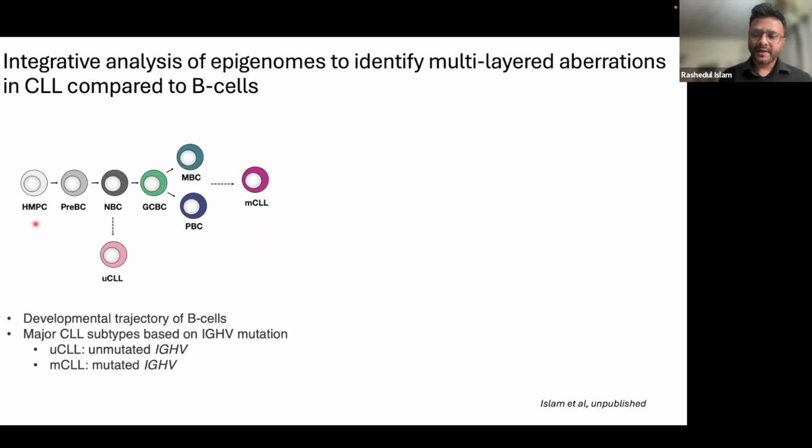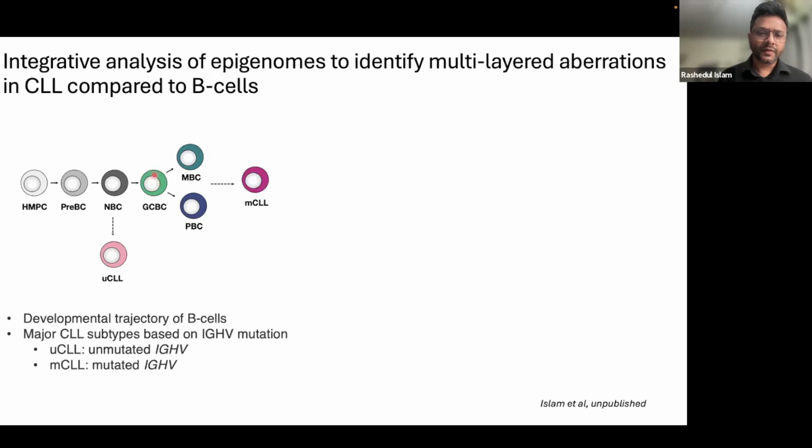B cell development is a stepwise process. For example, hematopoietic multipotent progenitor cells develop into precursor B cells, then naive B cells. The naive B cell enters the germinal center. Through germinal center maturation, cells either exit as memory B cells or antibody-secreting plasma B cells. The germinal center is a unique niche where global epigenetic reprogramming takes place, and cells also acquire somatic hypermutations in the immunoglobulin genes.